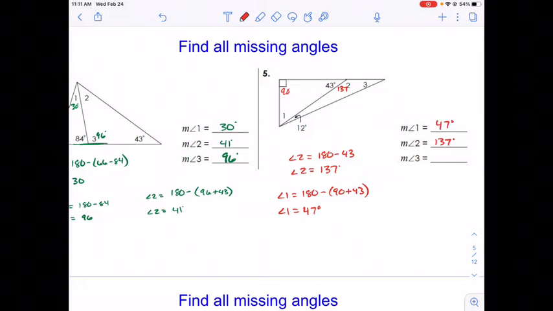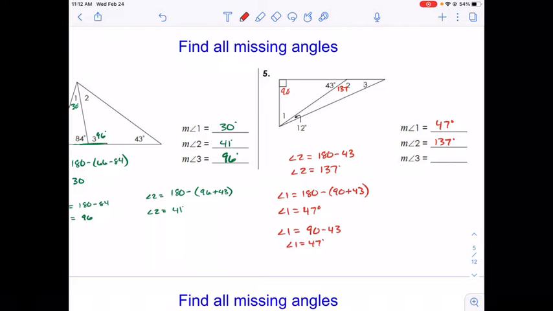Now, another shortcut here, since this is 90, we know the sum of a triangle is equal to 180. So if this is 90, that means that angle 1 and 43 have to equal 90. So what you can do is just say angle 1 is equal to 90 minus 43, and that's also going to give us 47 degrees. So that's the shortcut way, and it only works in a right triangle.